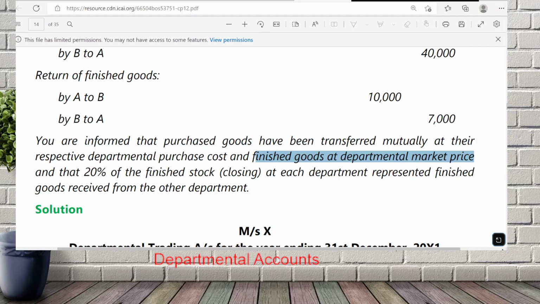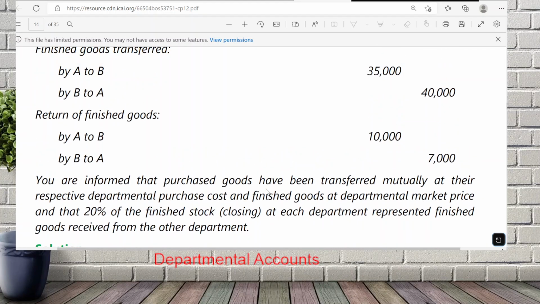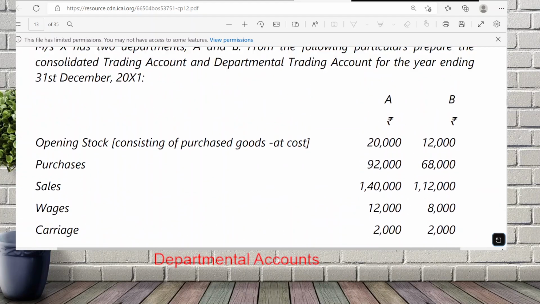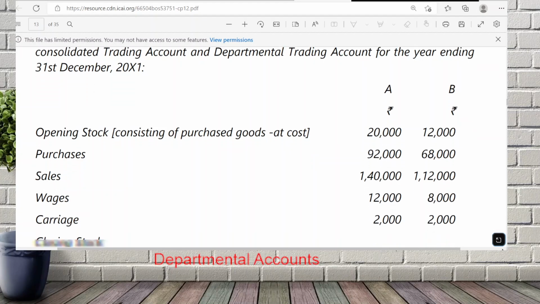But finished goods are transferred at selling price. 20% of the closing stock of each department represents goods received from the other department. So here, the profit removal is required only for the finished goods transferred. 20% of the finished stock represents finished goods from the other department. So this problem we'll do in the class. Start.